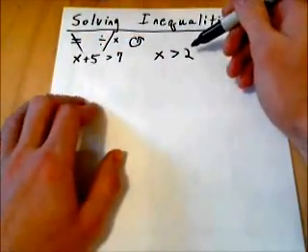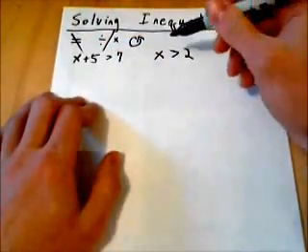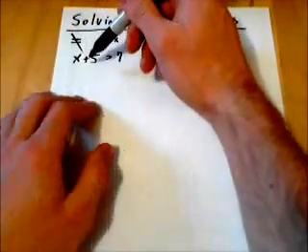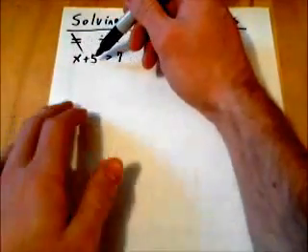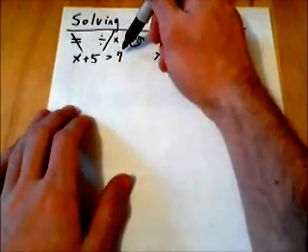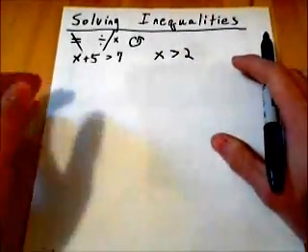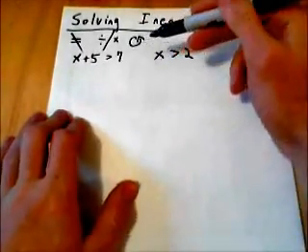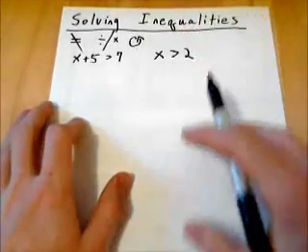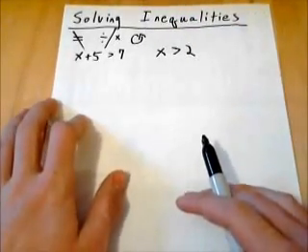For example, let's say we had 3. 3 is bigger than 2. If we plug 3 back into this inequality here, we get 3 plus 5, which is 8, and 8 is greater than 7. So inequalities always work when you plug it back in, or else you've done something wrong. So that's essentially how this works.